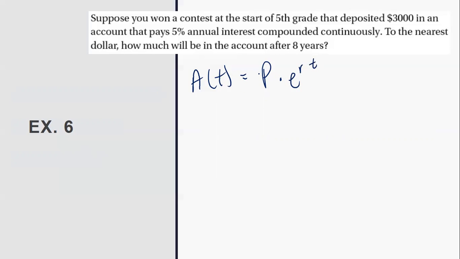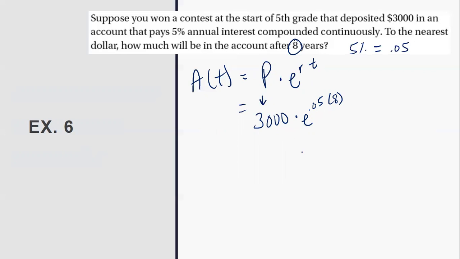So after reading what we have here, we know that our P, our principal amount, is 3,000, times E. Remember, E is a number like pi. Our rate is 5%. So 5% as a decimal is 0.05, right? And our T is 8. So we're plugging in 3,000 times E to the 0.05 times 8. And that's what we're calculating.